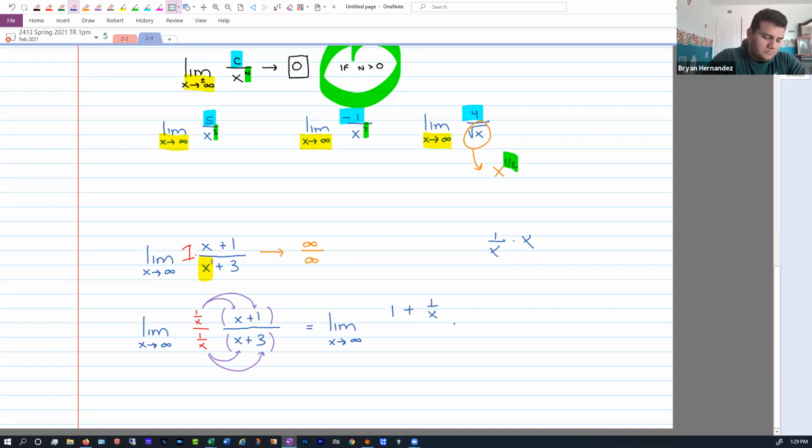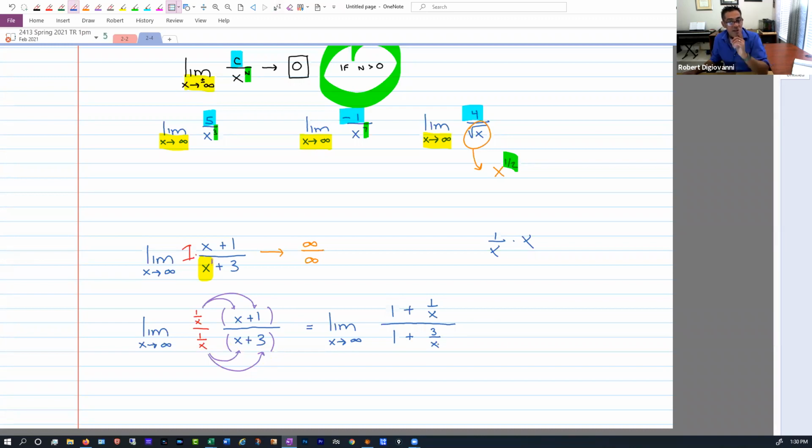Yes. Okay, now on the bottom, let's do the same thing. 1 over x times x, we do that again, and we get 1. And then we have plus. Now when you do 1 over x times 3, you get 3 over x. Do y'all agree?